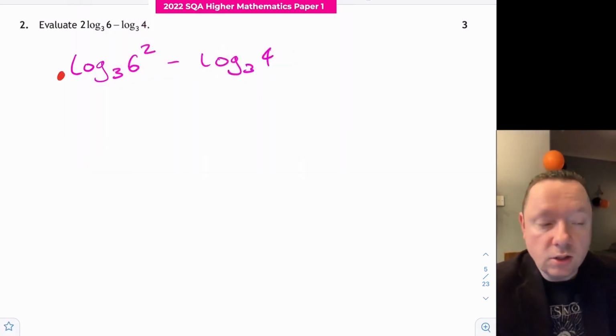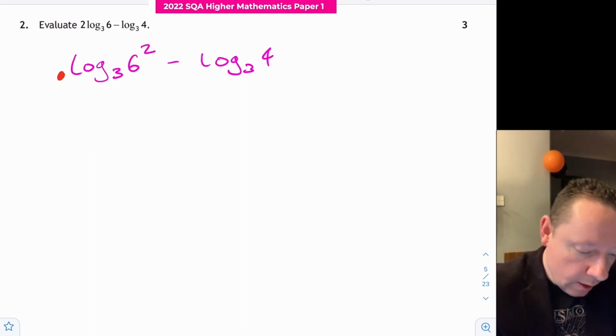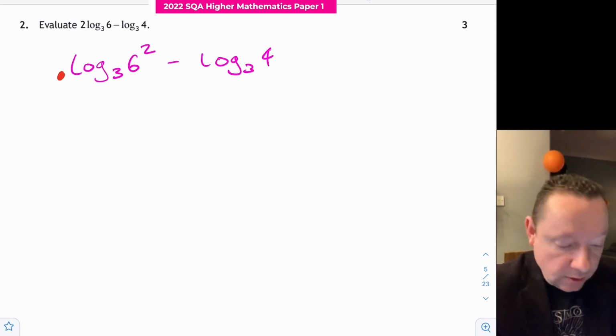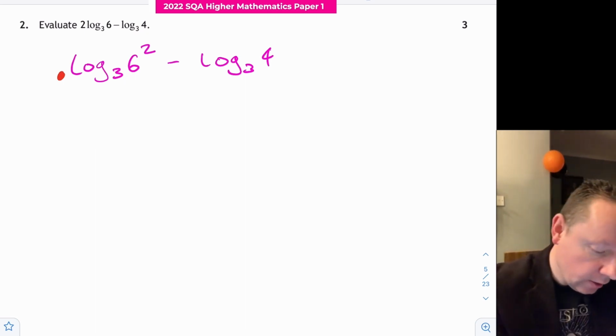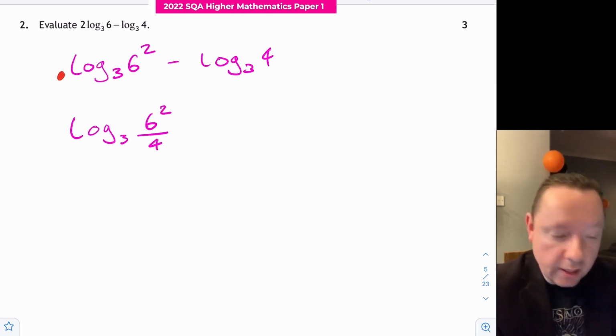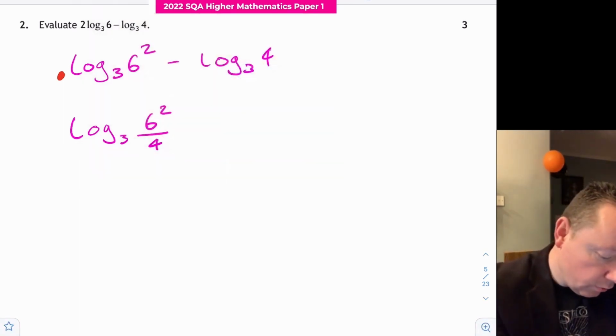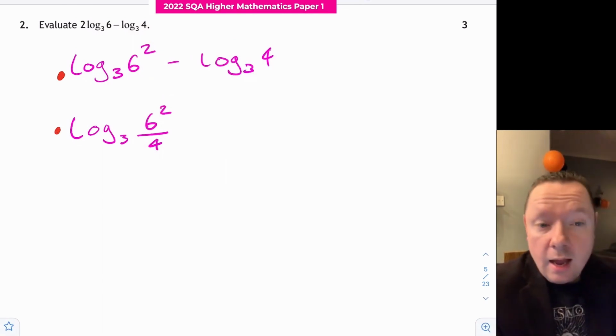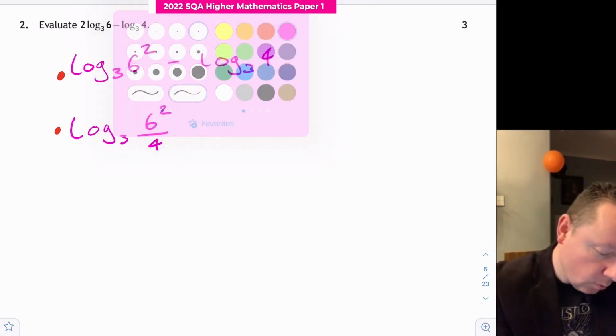And then our second mark is for combining the two logs into one log as a divide. In other words, log base 3 of 6 squared over 4. There's our second mark there. Let's just take a note of that. And of course our third mark is for then evaluating what that is, so working it out.